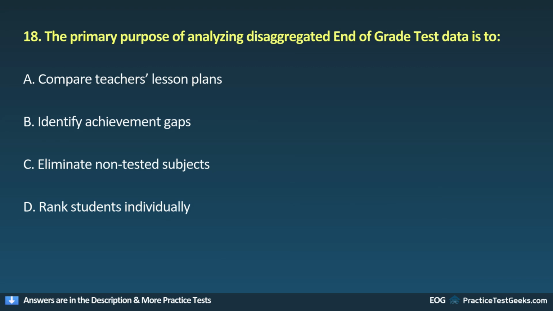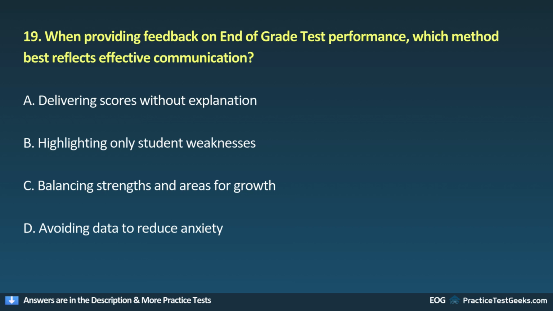18. The primary purpose of analyzing disaggregated end-of-grade test data is to: A. Compare teachers' lesson plans. B. Identify achievement gaps. C. Eliminate non-tested subjects. D. Rank students individually. 19.